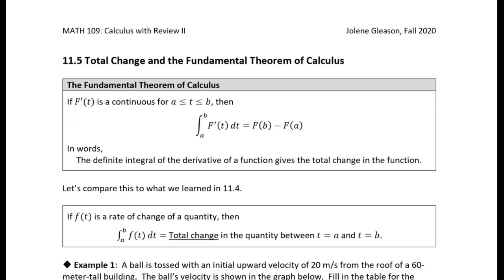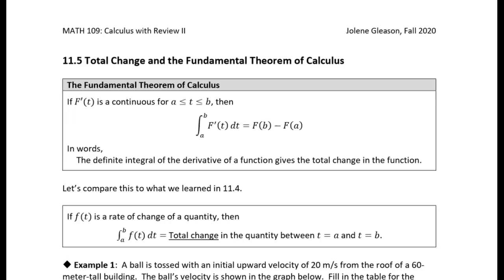In the last section, we talked about how we could integrate the rate of change of a quantity to get the total change in a quantity. And throughout this whole chapter, we've been looking at ways that we can take information about the derivative of a function and get information about the original function. The fundamental theorem of calculus is the bridge between the derivative and the integral, and it sets the stage for the antiderivative, which we're going to cover in the next chapter.